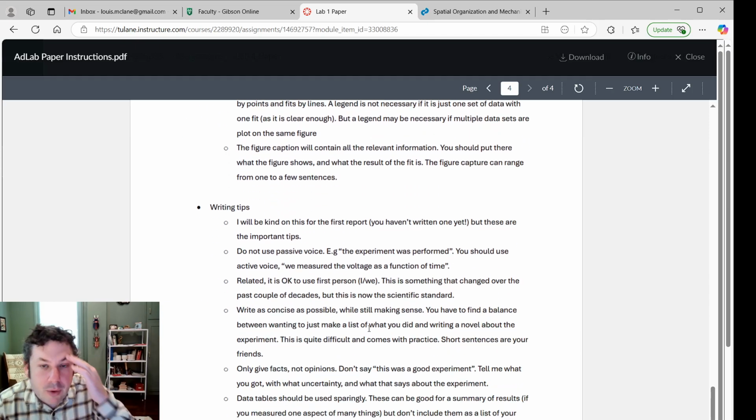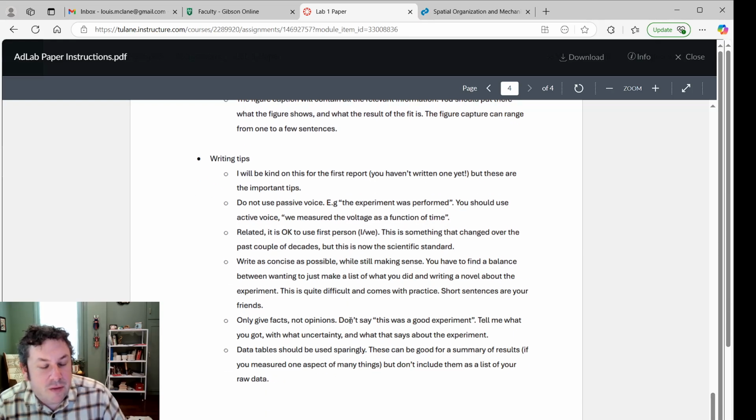Writing tips, these are really important. I'll be a little nice on this the first time, but this is how you write scientific papers, at least currently. So don't use the passive voice. What does passive voice mean? The experiment was performed. It acts like it's passively done. You want to use the active voice. We performed the experiment, or we measured voltage as a function of time. Not: voltage is measured as a function of time, something like that.